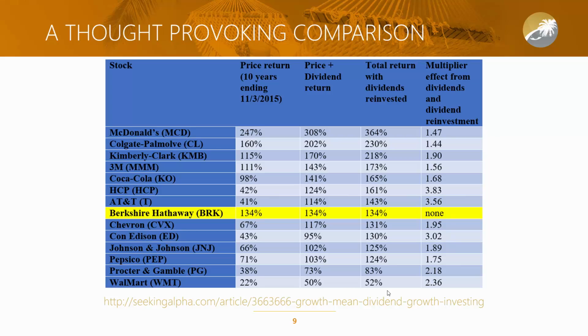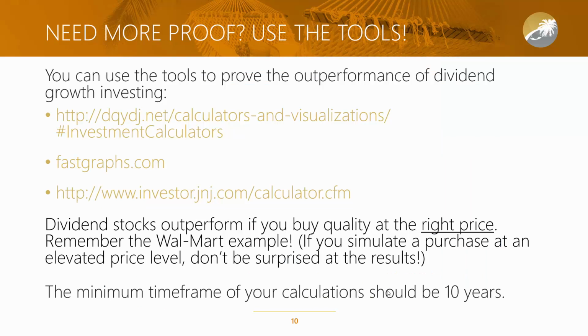I don't want to come up with serious conclusions. Suffice it to say that picking quality dividend payers and dividend raisers wisely can provide a return which is very competitive. If you need more proof, I encourage you to use the tools at your disposal. After all, the quality dividend payers have publicly available data, so you can do as many calculations as you wish. Two things to keep in mind, however. Dividend growth investing is a long-term approach, so the minimum time frame of your calculations should be 10 years.